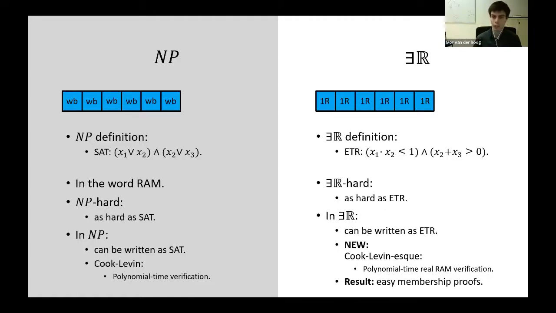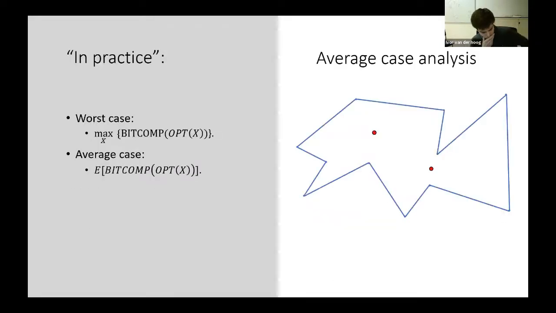The result of this is that it now gives an easy membership proof. We just saw Till's talk earlier. You can wonder, does the packing problem lie in ETR? Well, if I give you a packing, surely you can find a way, in polynomial time in the real RAM, to check if this is actually a valid packing, if nothing overlaps and if it's within the container, and so on. So that's very nice. But then we still have this gap. There's some interesting phenomenon going on with this gap. You see, we had an example where in the worst case, we would need an optimal solution that would require massive bit complexity, which would make it very hard to place it in NP.